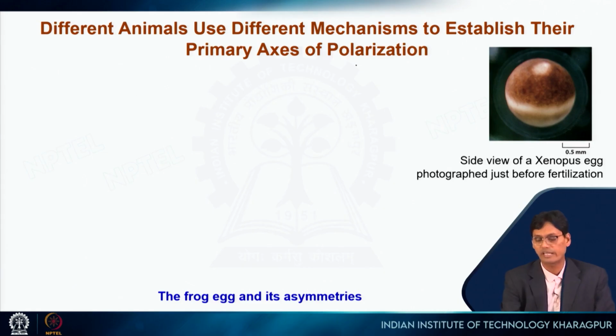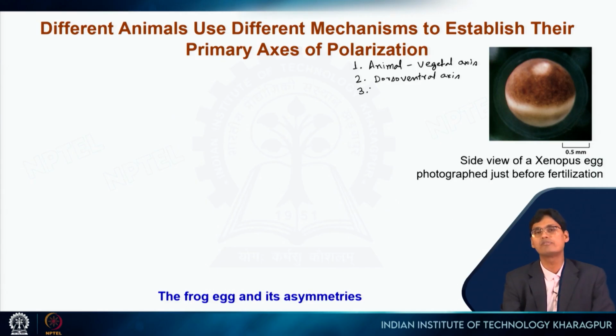The first one is the animal vegetal axis. The second one is the dorsoventral axis, and number 3 is the anterior posterior axis.